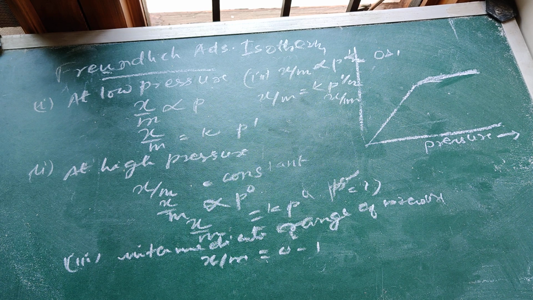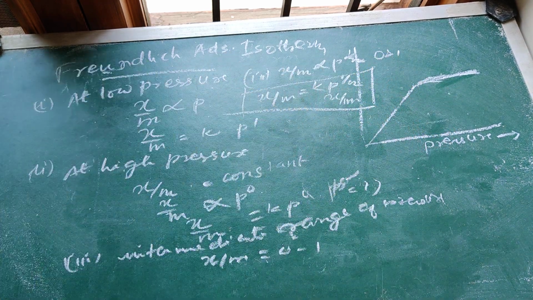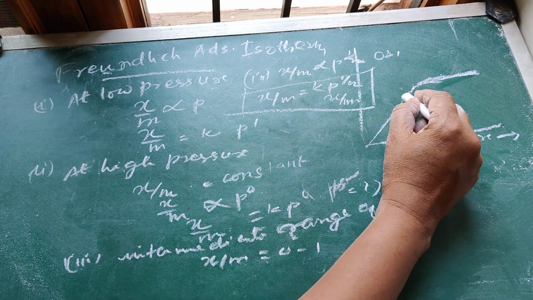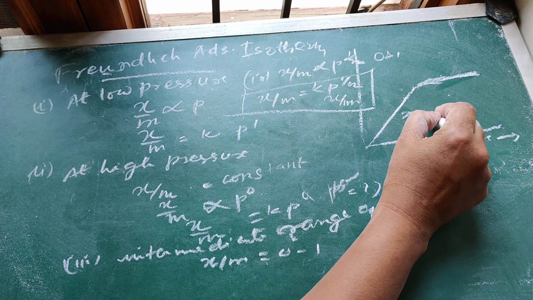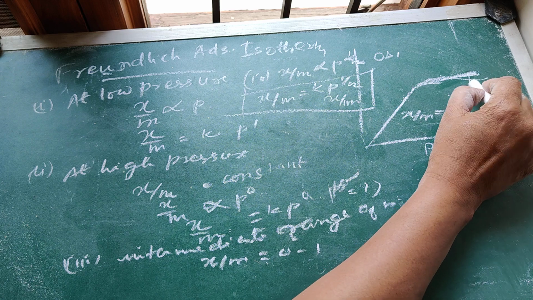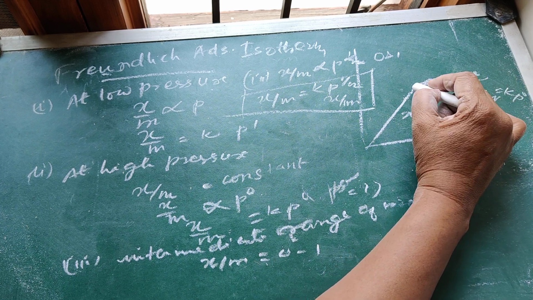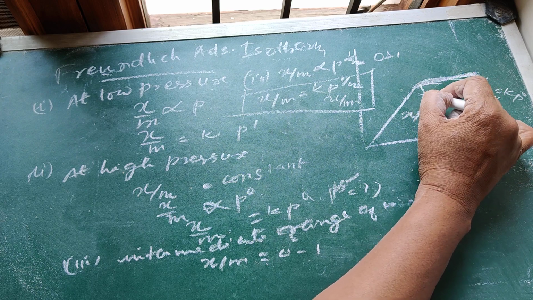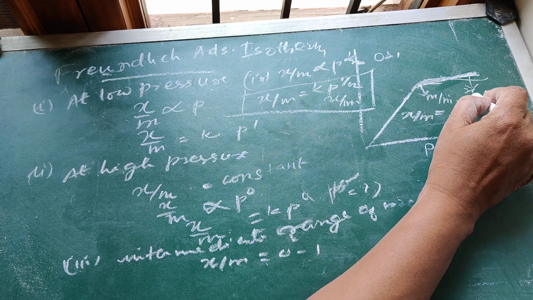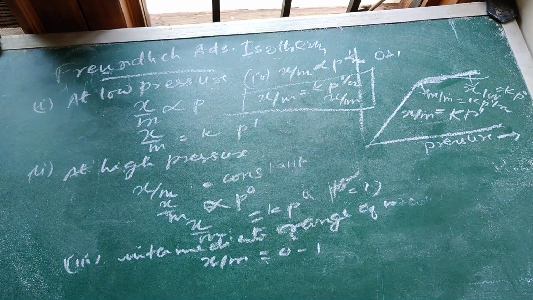Here n is a whole number. It depends upon the nature of the adsorbent and the adsorbate. This relation is known as the Freundlich adsorption isotherm. So here x by m equals k P to the power 1, here constant, x by m equals k P to the power 0, and in between, x by m equals k P raised to 1 upon n.